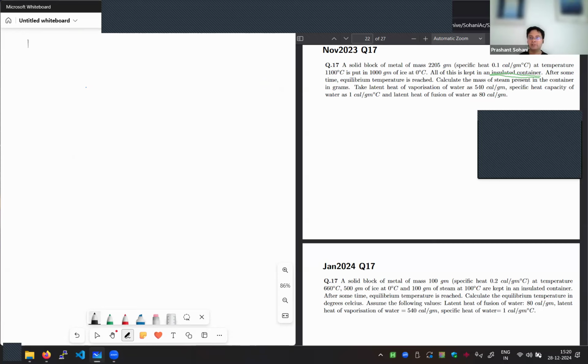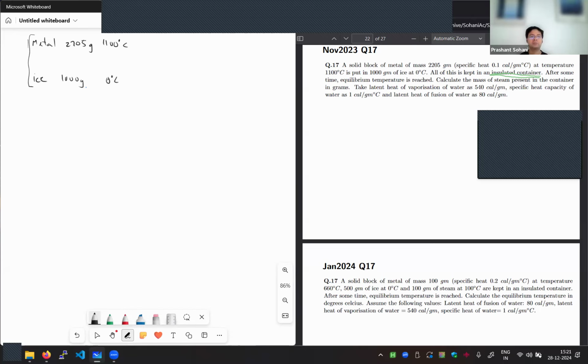Initially, you have a metal of mass 205 gram. I don't need to draw the metal, I'm just going to write metal of mass 205 gram. And I know the temperature of the metal is 1100 degrees Celsius. And in the same container, I also have ice at 0 degrees Celsius. How much? 1000 gram of ice at 0 degrees Celsius.